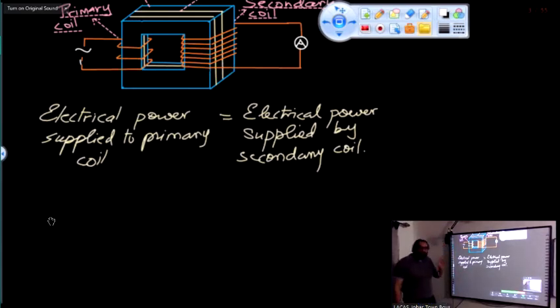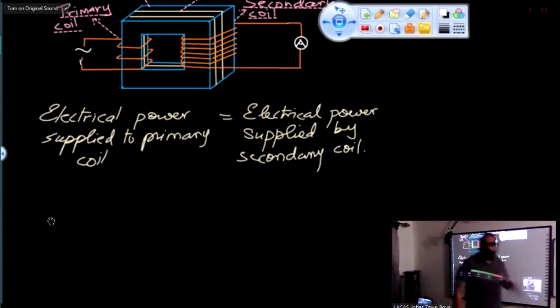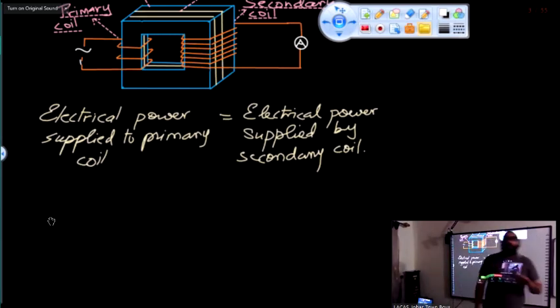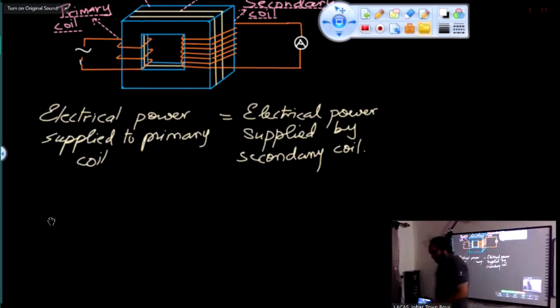that whatever energy I'm supplying to the primary coil in 1 second, the same energy is supplied by the secondary coil in the same time interval, which means that we are obeying principle of conservation of energy. We are not saying that energy can be produced. So we are with that rule over here as well.